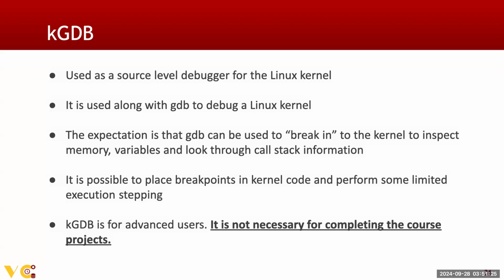So essentially what you can do is place breakpoints in some kernel code and have execution stepping. Execution stepping is where the code is actually run line by line, one line at a time, or to be more specific, one instruction at a time. You can execute your code line by line and inspect what's going on in a certain line. Then you proceed to the next line, and that's an efficient way to debug.